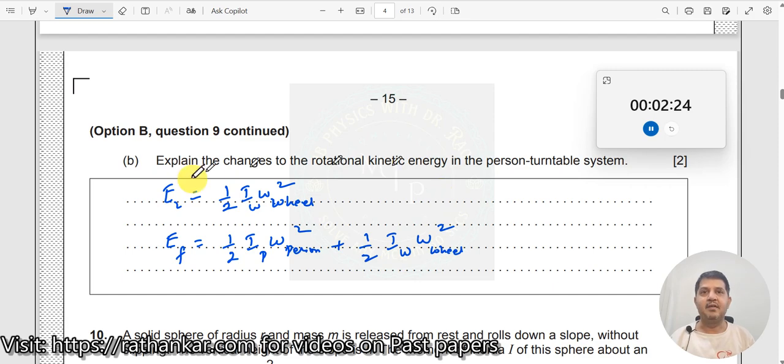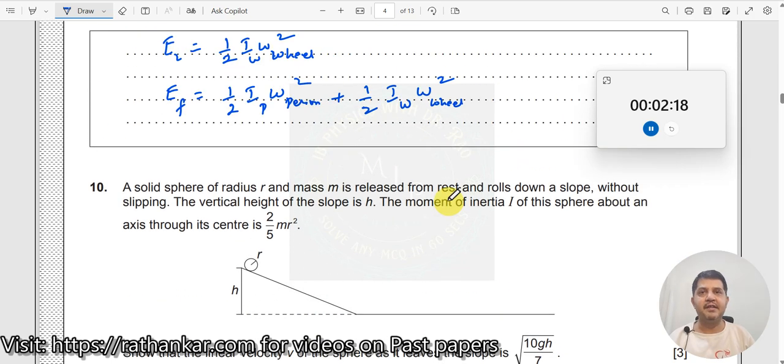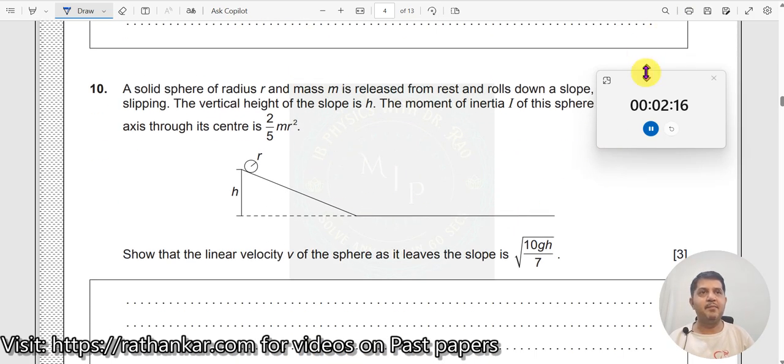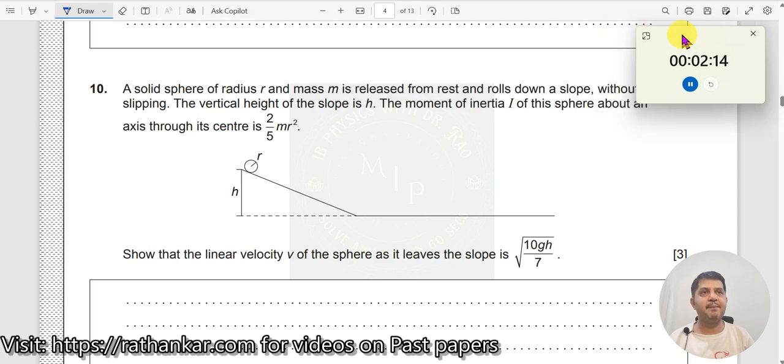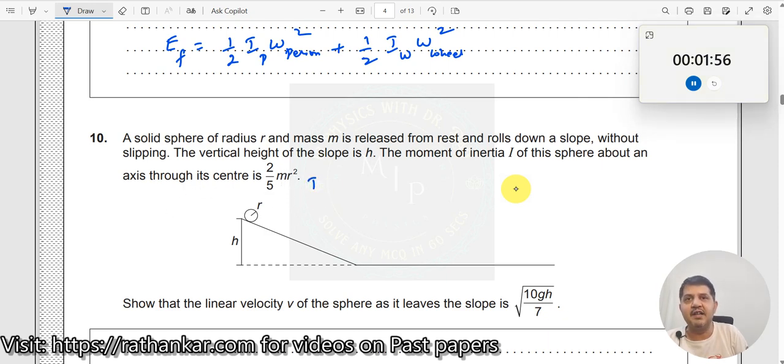Now let us move on to the next one. This is a different question, but anyway I want you to solve it this week itself. Let me move this timer a little bit away so it doesn't obstruct my question. A solid sphere of radius r and mass m is released from rest and rolls down a slope without slipping. The vertical height of the slope is h. The moment of inertia I of the sphere about an axis through its center is 2 by 5 mr squared.